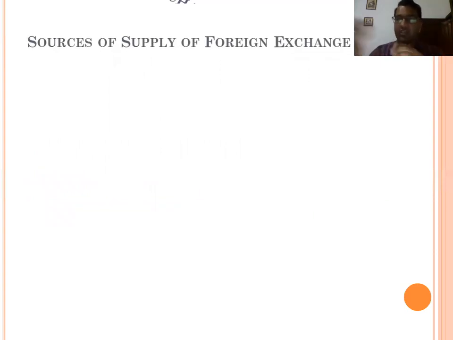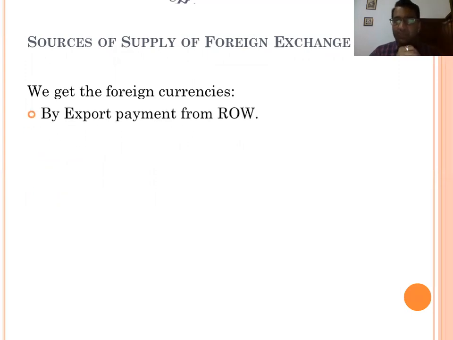Now, the question arises: sources of supply of foreign exchange. We need foreign exchange for different purposes. From where do we receive foreign exchange? We get foreign currencies by export payment from the rest of the world. We export goods to another country. If they pay for export, then they will pay in foreign exchange. It means they will pay in dollars or any other international currencies.